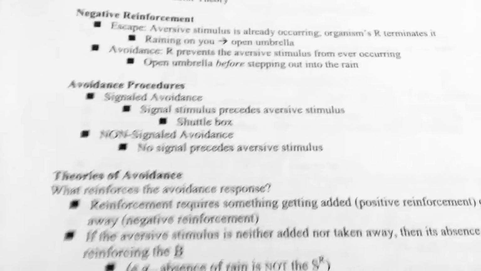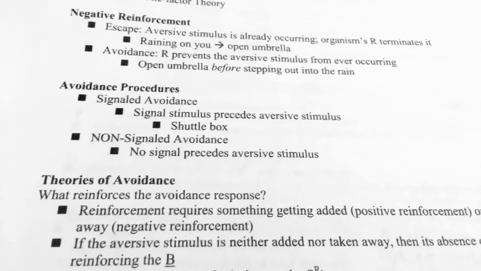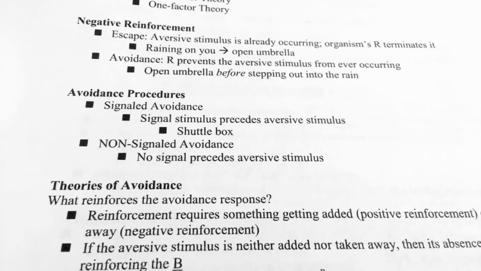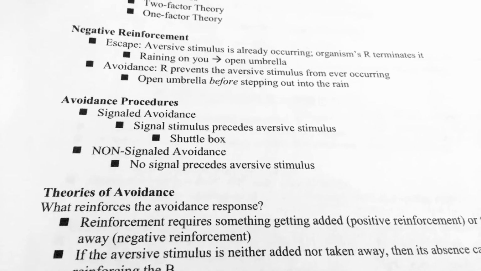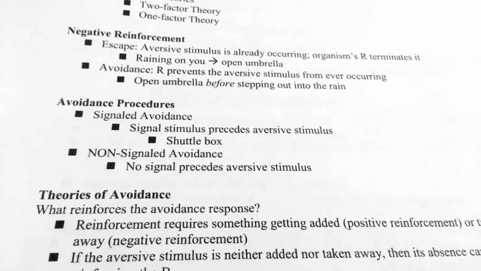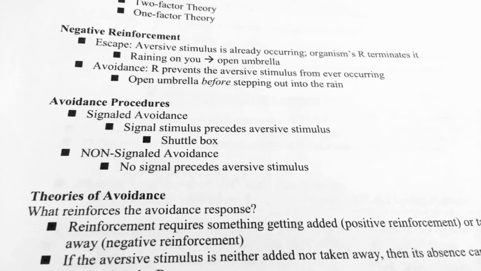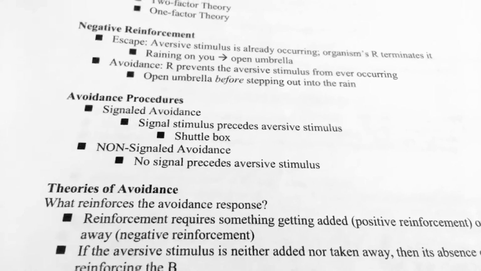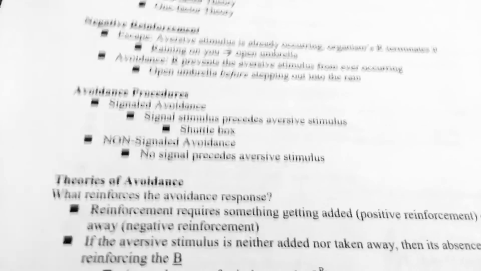A shuttle box was used on rats, where they would use a tone and an electric shock. They would pair those two stimuli together. Next thing you know, the tone represents an aversive stimulus, such as the shock.